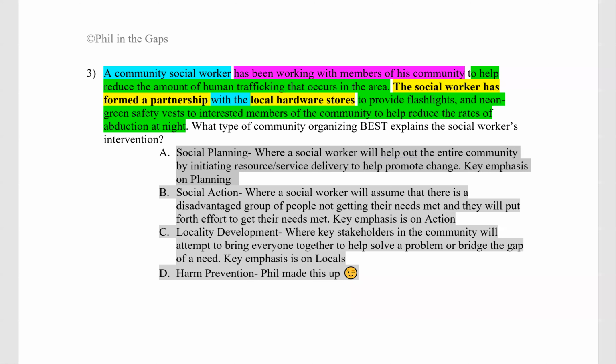So the correct answer here is A, social planning, because the social worker helped plan it, but they are not putting forth the action, and it's not locality development because the locals are involved, but they aren't the ones that came up with the program in particular. So the correct answer here is A. So that's how we look at that question in particular.